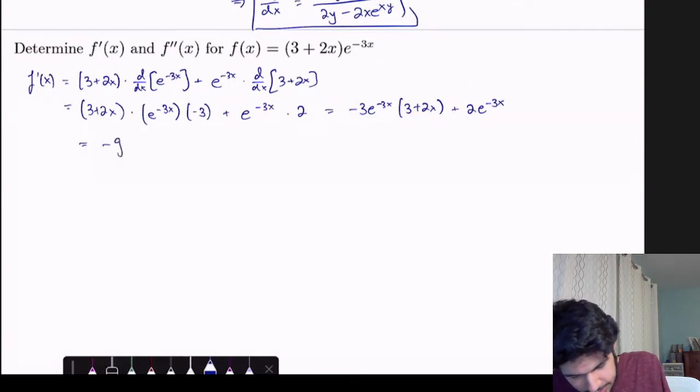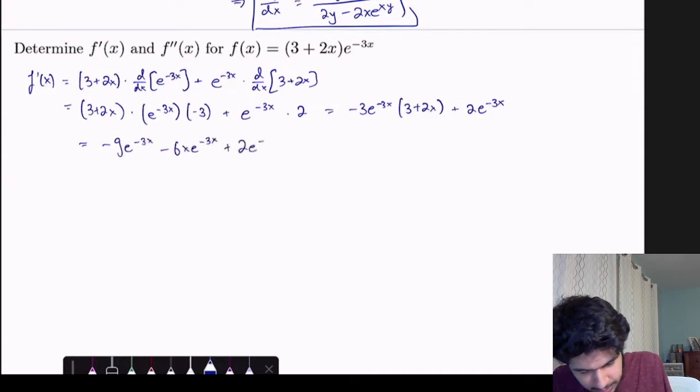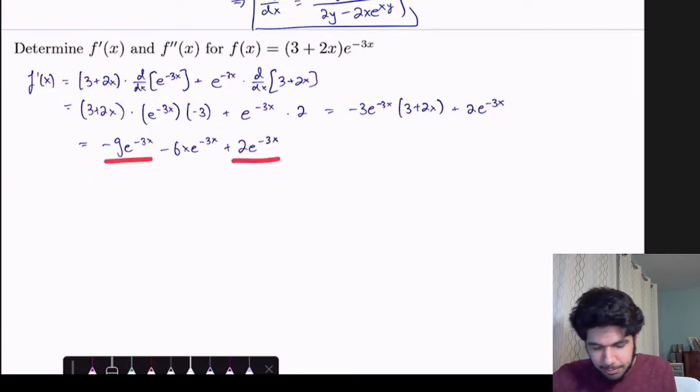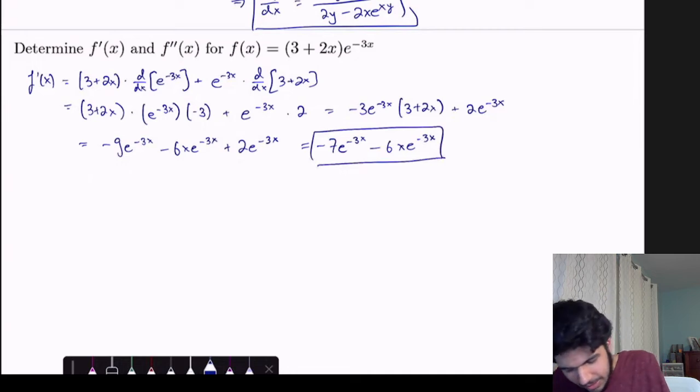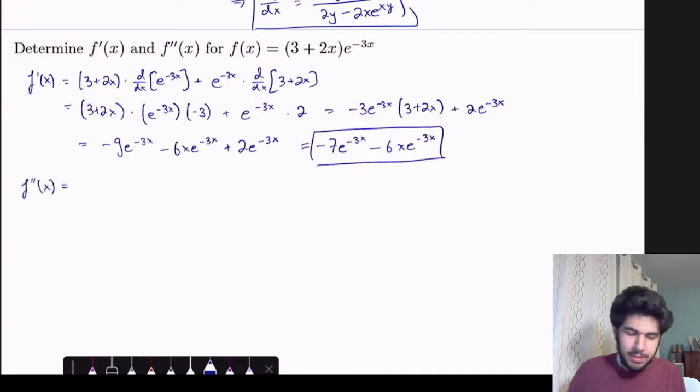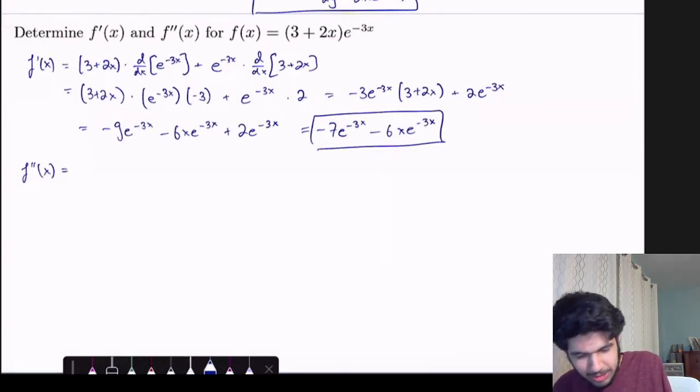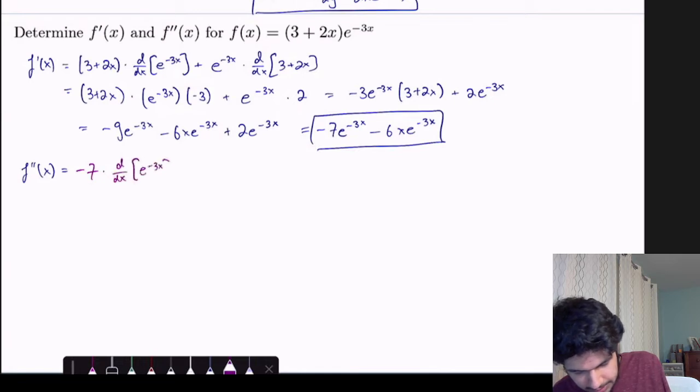So that would be negative 9e to the negative 3x minus 6x e to the negative 3x plus 2e to the negative 3x. And we see that this negative 9 and positive 2 terms are like terms. So that would equal negative 7e to the negative 3x minus 6x e to the negative 3x. And that's our first derivative. Now we need to find the second derivative of x. So that would be equal to, we're just going to take the derivative of this. So we'll bring out the constant term and take the derivative of e to the negative 3x, and then we'll do minus 6 times d dx of x e to the negative 3x.